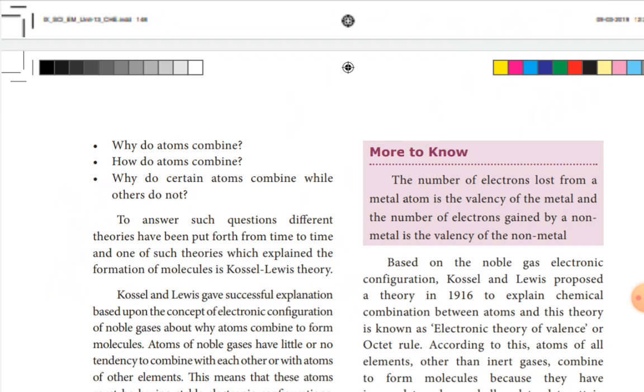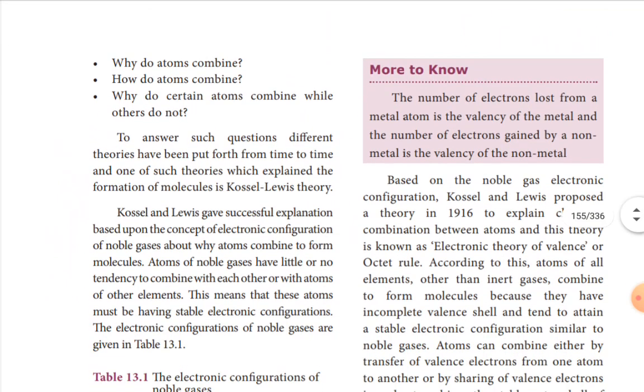Also see, according to this Kossel-Lewis, atoms of all the elements except inert gases combine to form molecules because they have incomplete valence shell. They have incomplete valence shell and tend to attain a stable electronic configuration similar to noble gases. This is the reason why atoms combine, which is given in the second column.